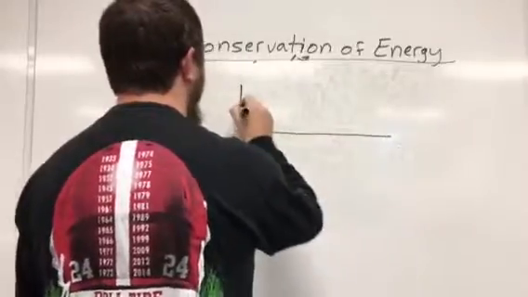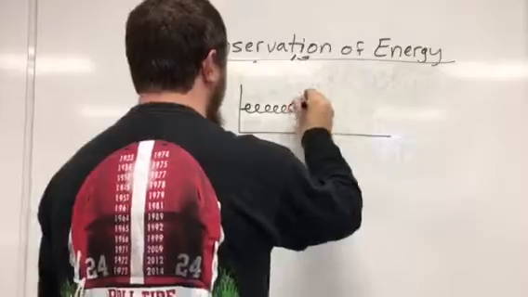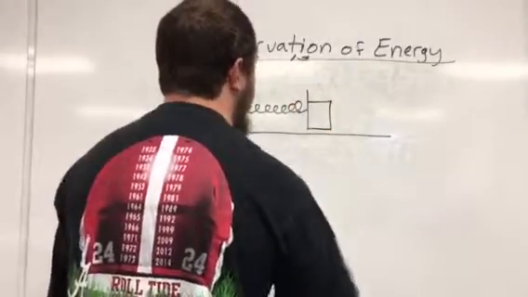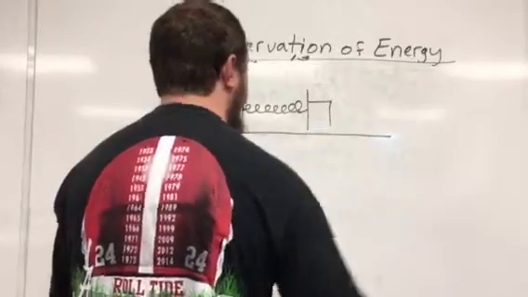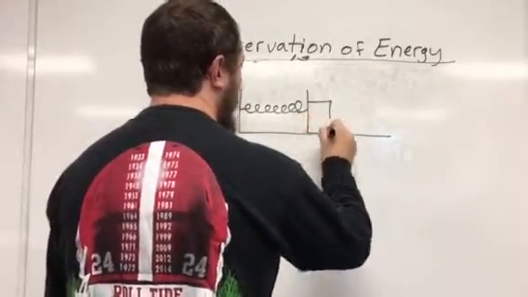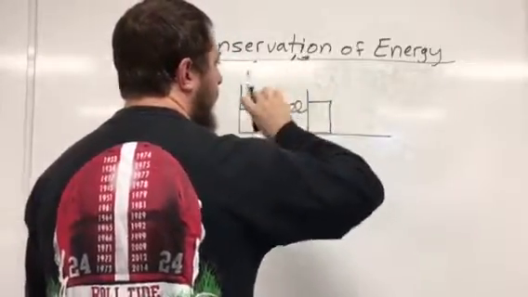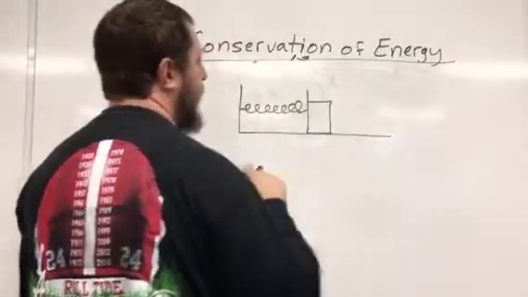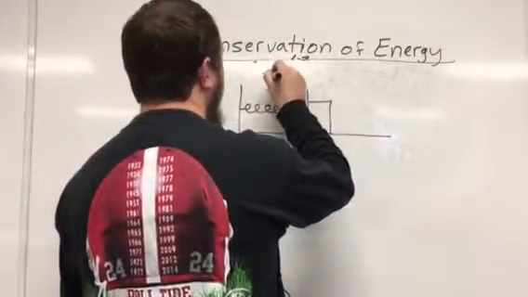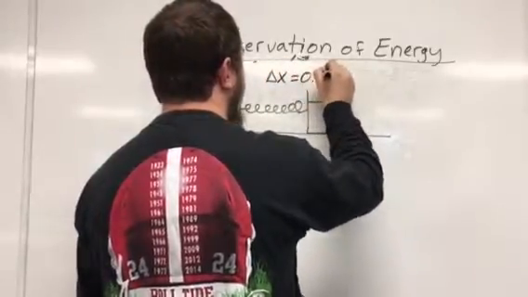So let's say I have a flat track and I have a spring compressed with a box sitting on it. I'm holding the system, and then I'm going to let go and the spring is going to shove the box forward.